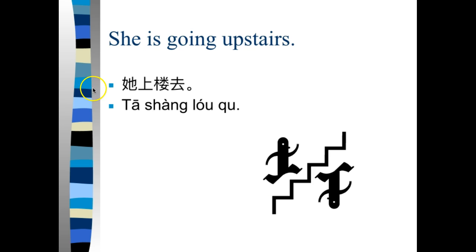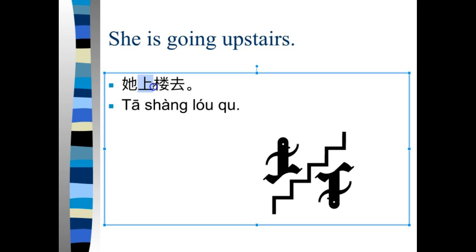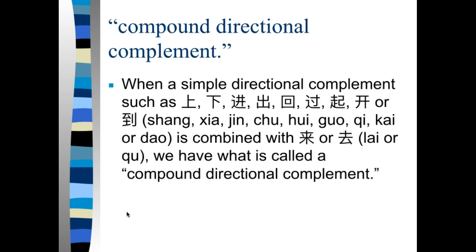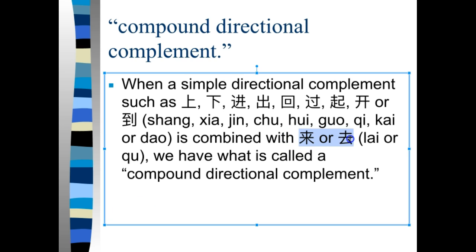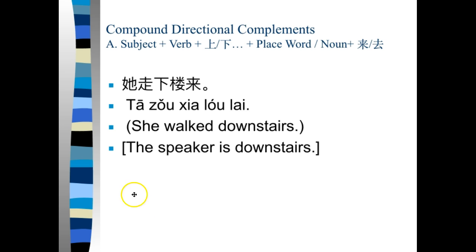Another example, 她上楼去. She's going upstairs. Direction verb up, direction complement there. When you combine these simple direction complement patterns with 来 or 去, then you get a compound directional complement with more complicated meanings. Let's look at some patterns.